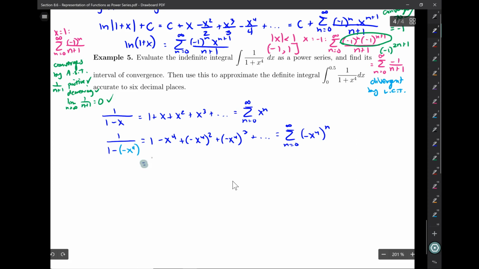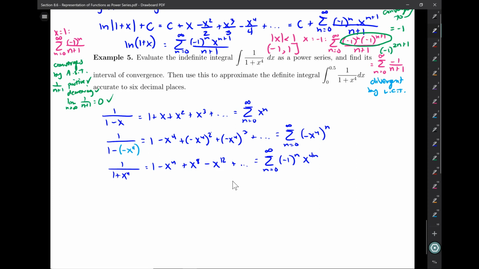Okay, so that means that 1 over 1 plus x to the 4th is going to be 1 minus x to the 4th plus, because I'm squaring the negative, this would be a positive x to the 8th. Now I'm cubing the negative, so this would be a minus x to the 12th plus dot, dot, dot. And so we end up getting this alternating series, and that of course comes from the negative 1 to the n part, x to the 4n, multiplying those exponents together. So that's the power series representation for 1 over 1 plus x to the 4th.